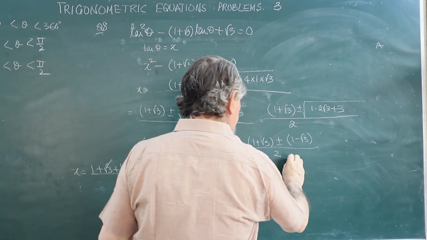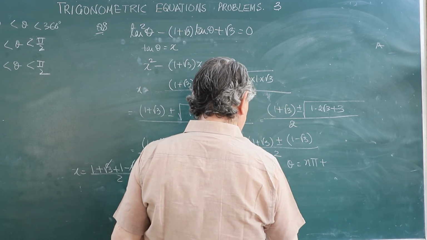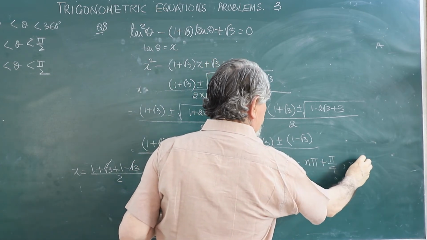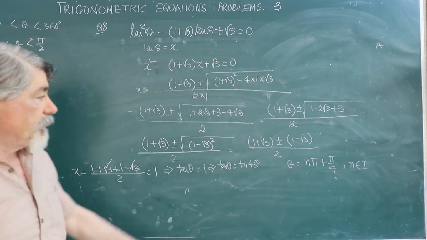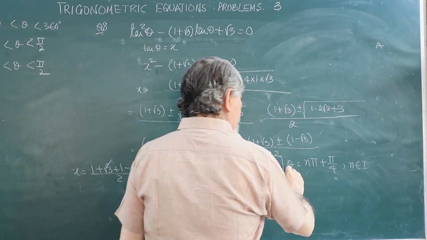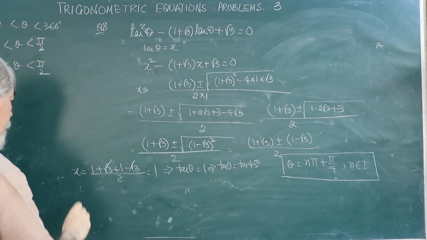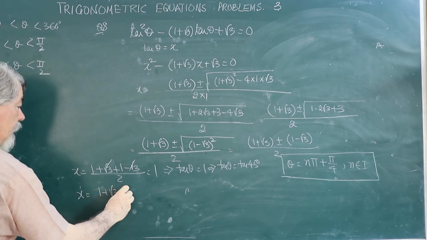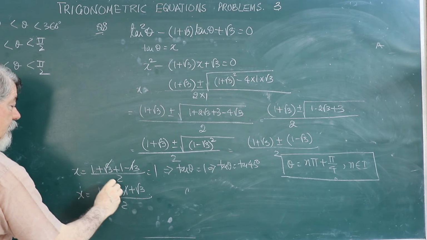Theta will be n pi plus alpha, n pi plus pi by 4, n belongs to set of integers. In case of tan theta is equal to tan alpha, the solution is theta is equal to n pi plus alpha, where n is an integer. Now in the second case, I'll take the negative sign: 1 plus root 3 minus 1 plus root 3 upon 2. This will cancel.